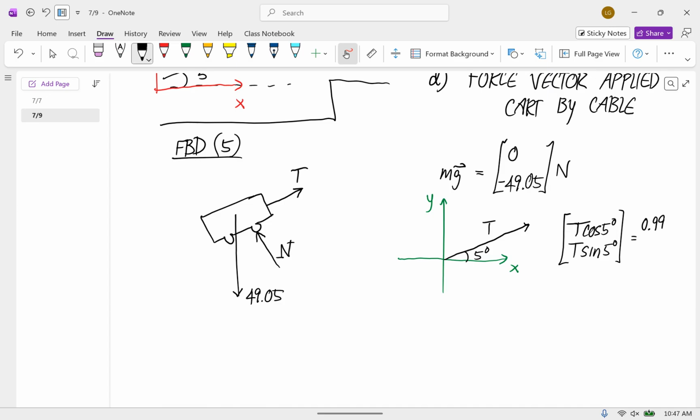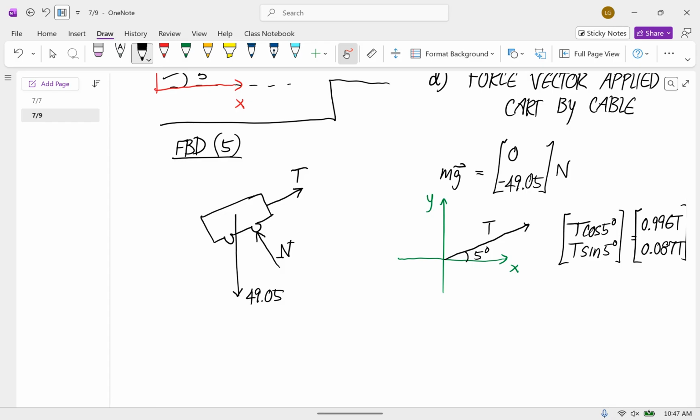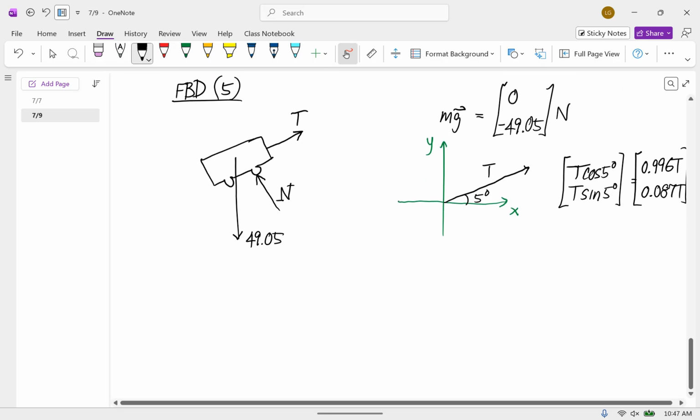Okay, so we got 0.996 T and 0.087 T. Okay, so that's for that cable force. Anybody have any questions about that, how I did that? And then we'll go down to the next one.